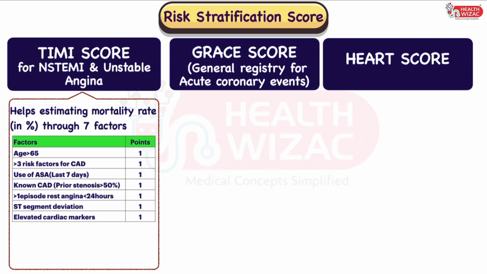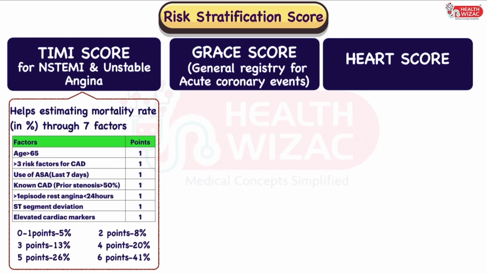All factors are assigned 1 point, which gives a minimum score of 0 and a maximum score of 7, where a score of 0 to 1 point gives us the mortality rate of 5%, whereas a score of 6 points or more gives us the mortality rate of more than 41%.